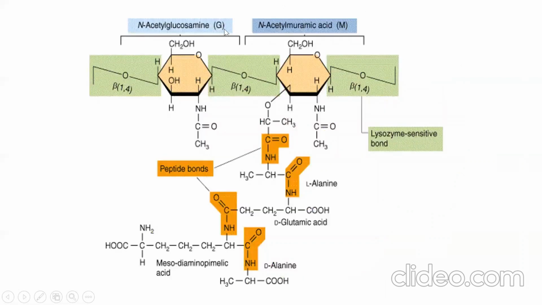Now this N-acetyl glucosamine, that is NAG, and N-acetyl muramic acid, that is NAM, they remain attached to each other with the help of beta-1,4 linkage, and this bond is lysozyme sensitive.